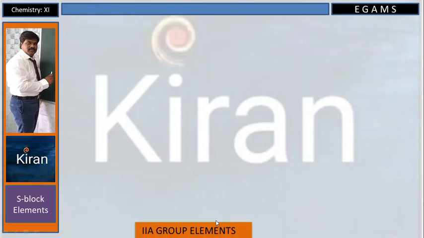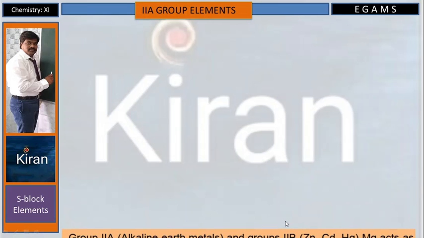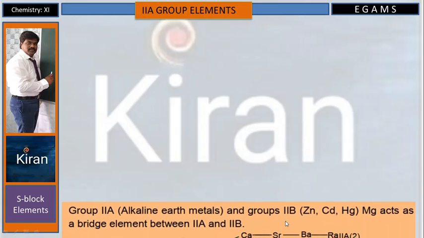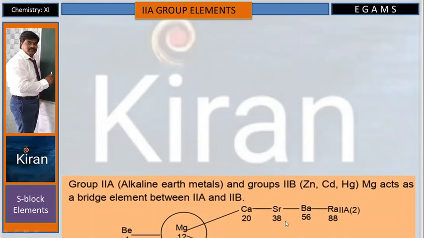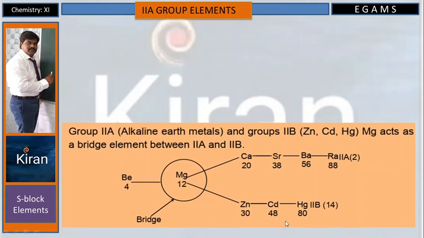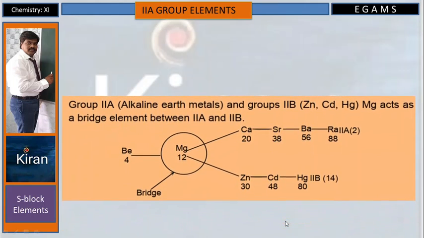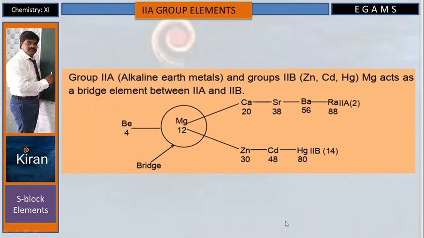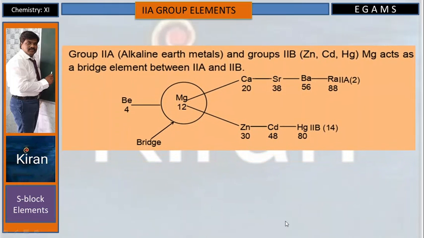Next, we have to see about the second A group elements, which are known as alkaline earth metals. There is another name also for magnesium. This magnesium is treated as a bridge element. It acts as a bridge between 1A and 2A, as well as calcium, strontium, barium and radium, and zinc, cadmium, mercury.